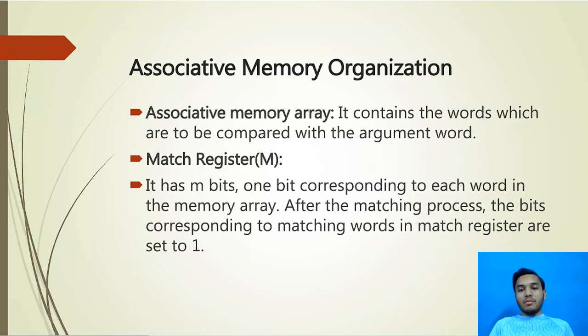What is the associative memory array? It contains the words which are to be compared with the argument word. जो भी हमने जो मेमोरी है वो जो हमें आर्गुमेंट रजिस्टर है उसका जो वर्ड हमें फाइंड करना होगा वो हम एसोसिएटिव मेमोरी के array से हम फाइंड करेंगे. What is the match register? It has m bits, one bit corresponding to each word in the memory array. After the matching process, the bits corresponding to matching words in the match register are set to 1.